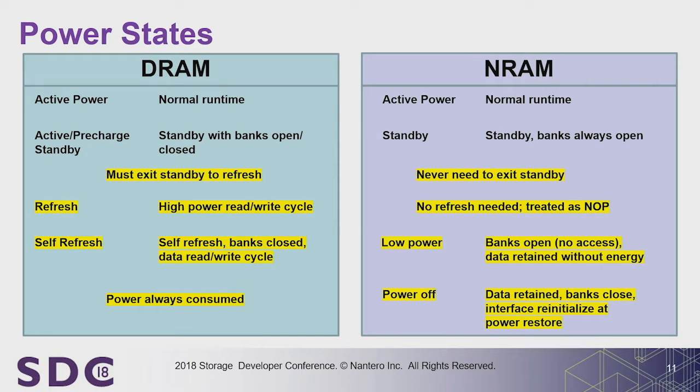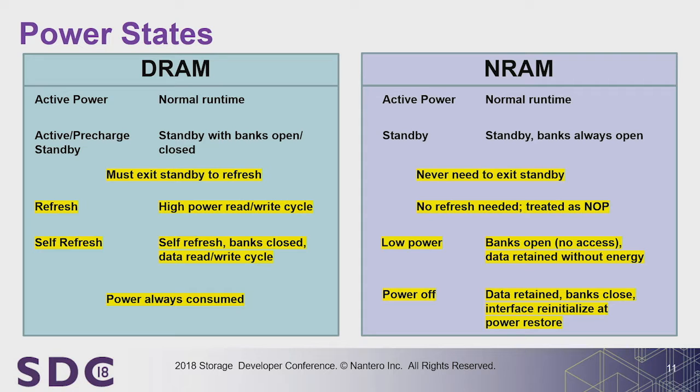So you can do a comparison of DRAM to NRAM. The active power is the same. A DRAM cell, roughly 5 to 7 femtojoules per bit. An NRAM cell, roughly 5 to 7 femtojoules per bit. Therefore, runtime performance, power is going to be the same. However, that's when things stop.